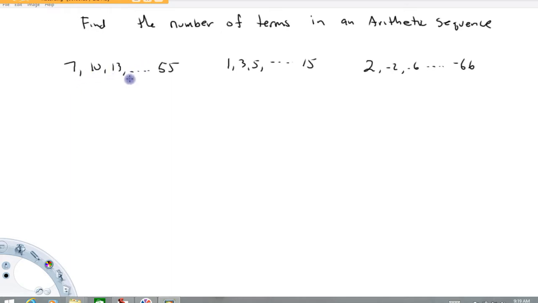Now you see this dot dot dot. Normally that would mean it's an infinite sequence. However, you see that there's a number at the end of this. So that basically means this thing's finite because we've got a last value. There's just kind of a bunch of them in between.